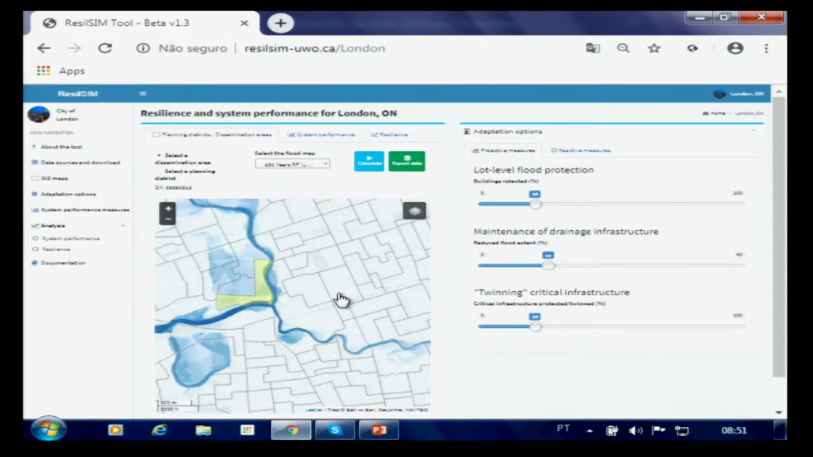What you see here is basically the downtown area of London. There are two branches of the Thames River that are just joining in downtown. This is the South Branch, this is the North Branch. From this point on, the river becomes the Thames and flows south, basically to the Great Lakes. It goes into Lake Erie. The river is also flooding relatively often. There are a number of structures within the city as well as outside of the city that are designed to protect the city from flooding.